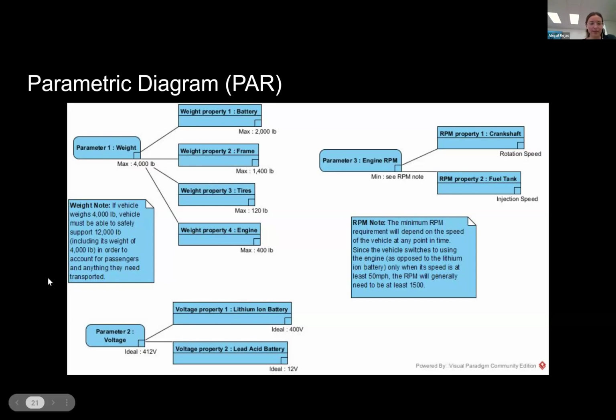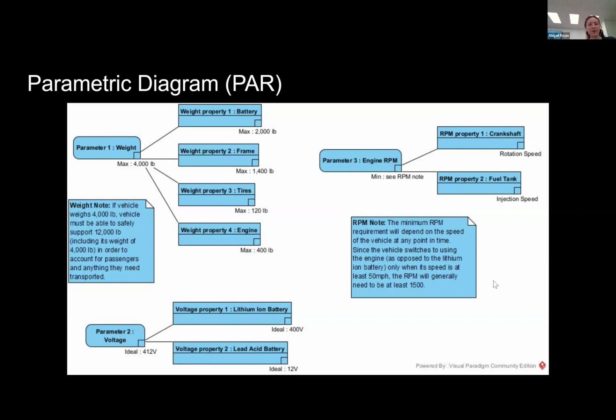And then if the vehicle weighs 4,000 pounds, it must be able to safely support 12,000 pounds, including its weight, in order to account for passengers and anything they need to transport, and then have a safety factor as well. And then the voltage would be a combination of the lithium-ion battery and the lead-acid battery because it's a hybrid car. And the RPM, or the rotation speed, will depend on the crankshaft and the fuel tank.